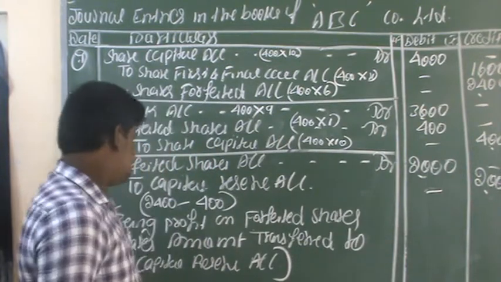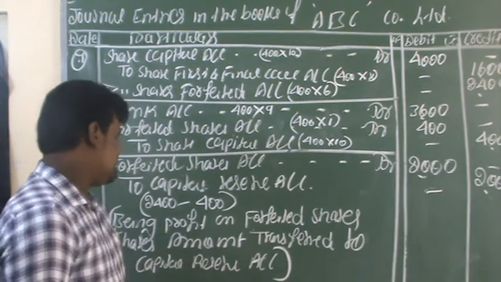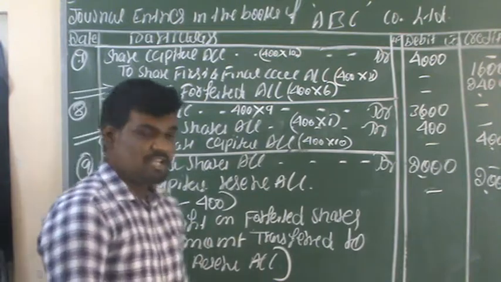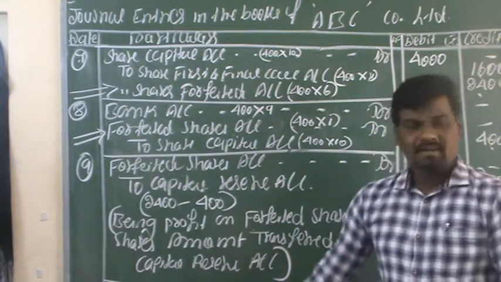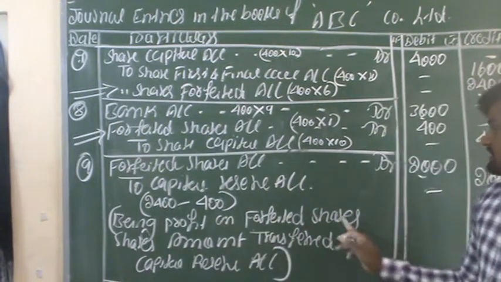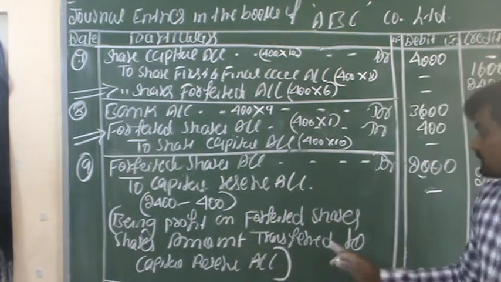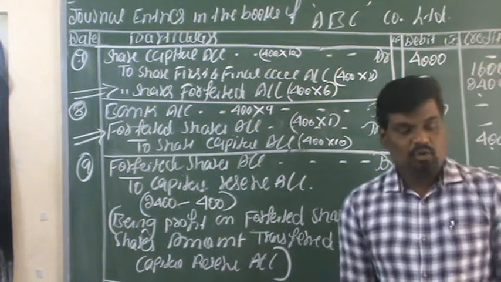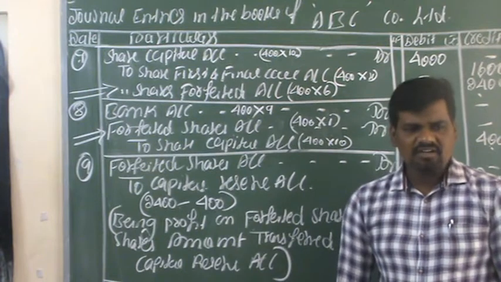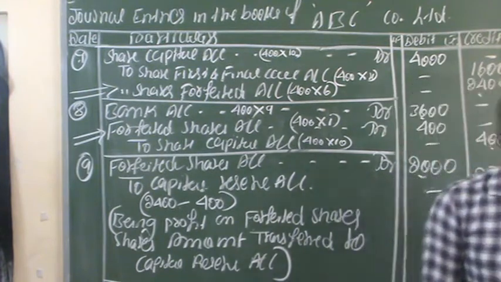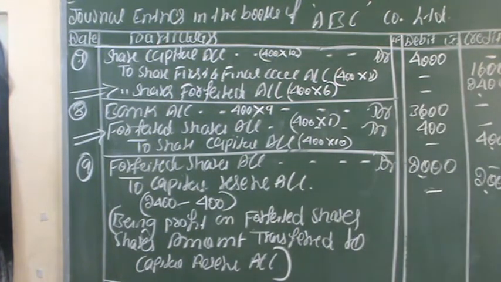Finally, the narration: being profit on forfeited shares amount transfer to capital reserve account. Is it right? Whatever the profit on these forfeited shares, this profit we are transferring to capital reserve account.